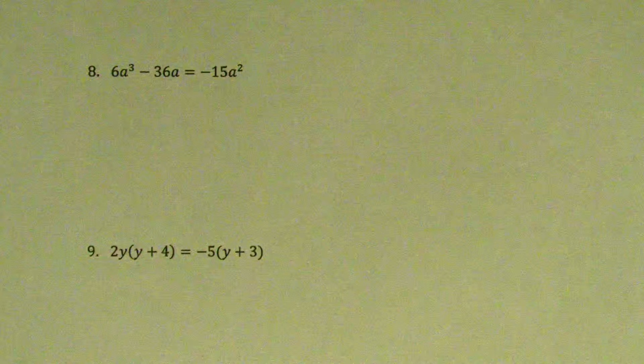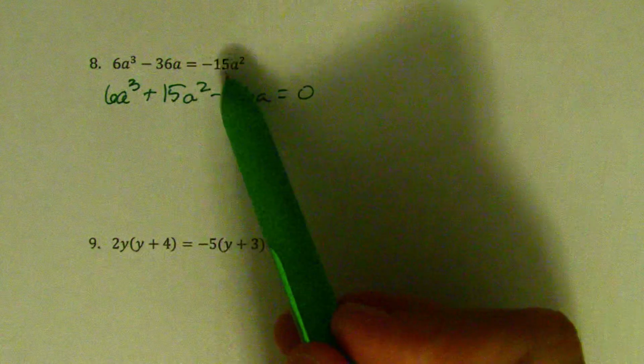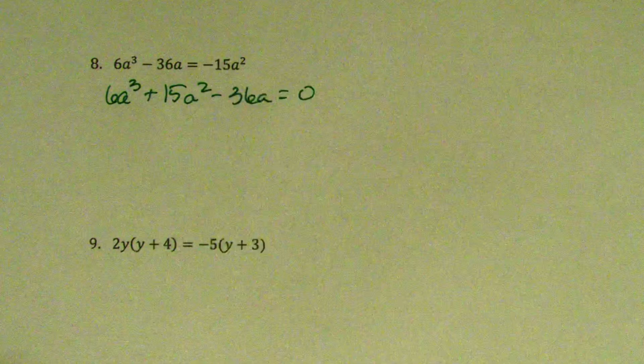So here I have 6a cubed minus 36a equals -15a squared. Again, I want to get this set equal to 0, so I'm going to add 15a squared to both sides. 6a cubed plus 15a squared minus 36a equals 0. And notice I put that in the correct order here. I have this in descending order.